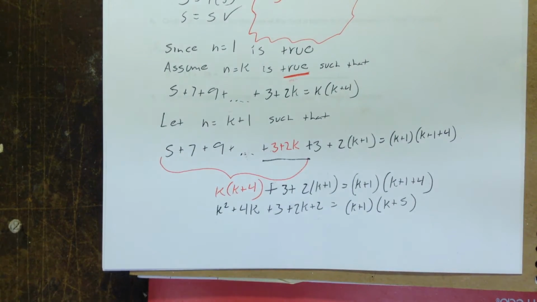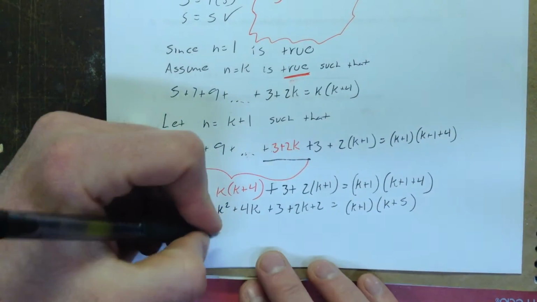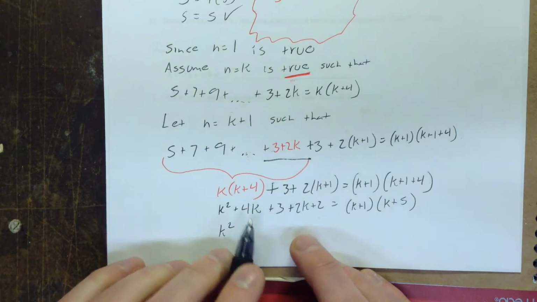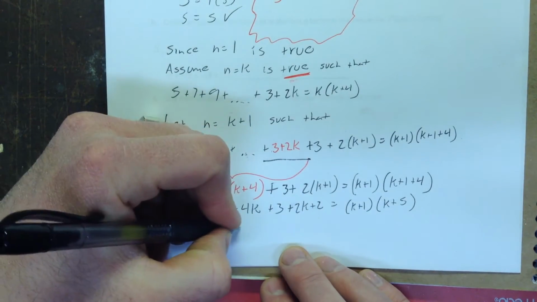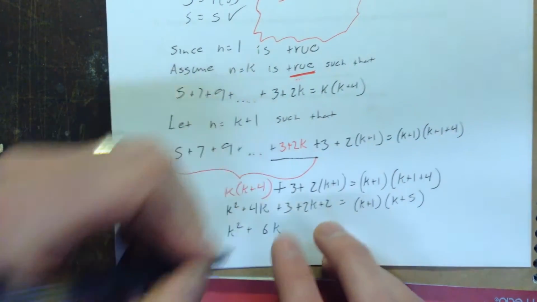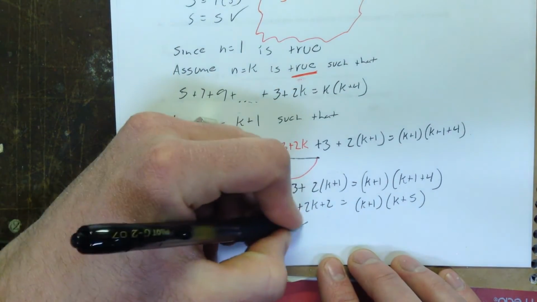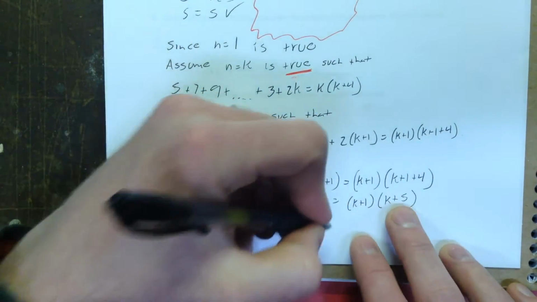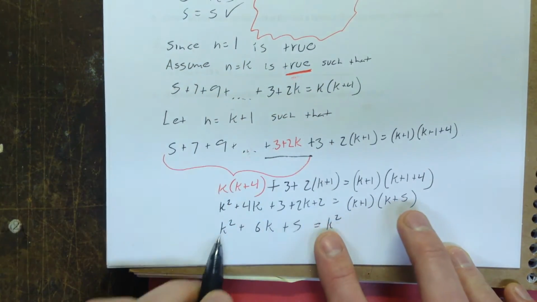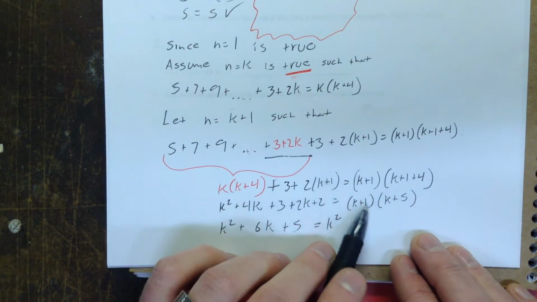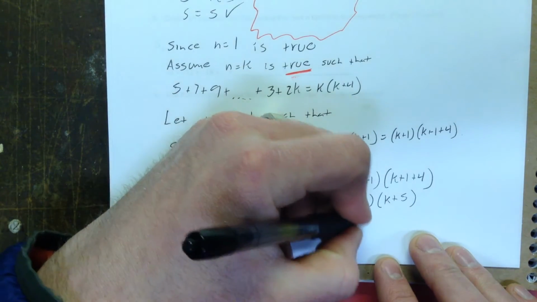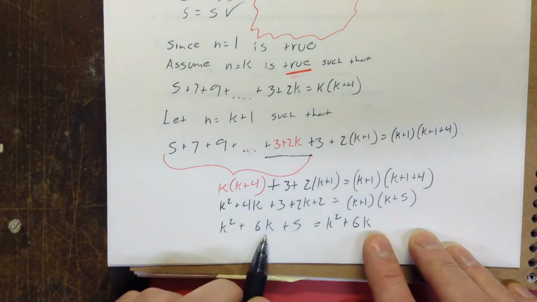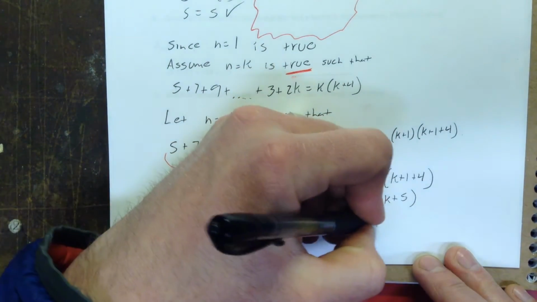I can simplify some stuff over here. I have a k squared term, which is going to be good. I've got a 4k and a 2k, which is going to bring it up to 6k. And I've got a 3 and a 2, which is going to be a 5. Awesome, that's looking pretty good. Over here on the right side, k times k is going to give me k squared. Great, that looks good. K times 5 and k times 1 is going to be 6k. Awesome, that looks really good. And then lastly, 1 times 5 is going to be 5.